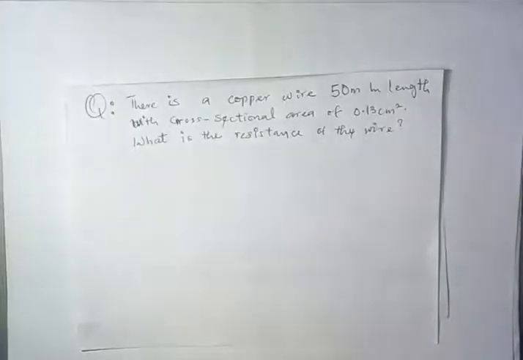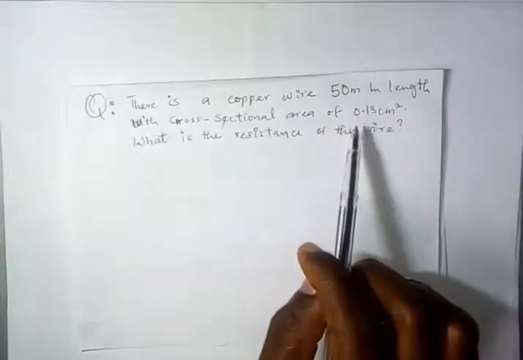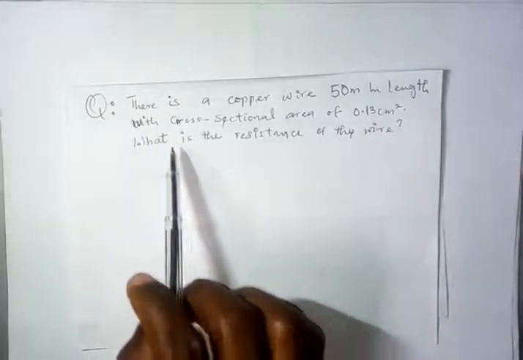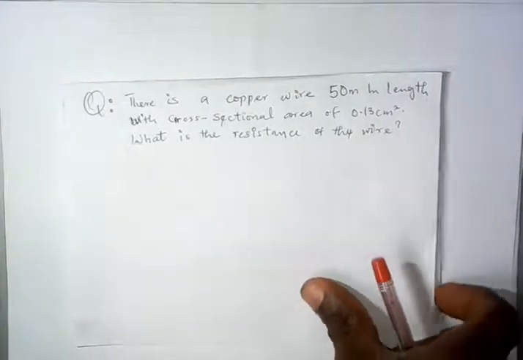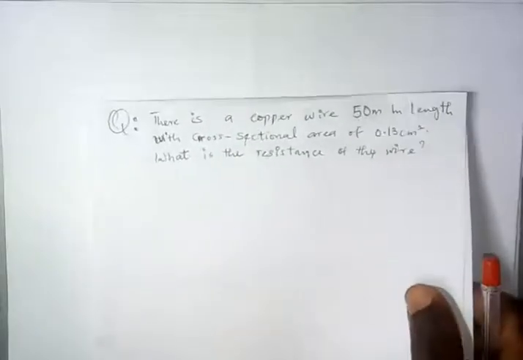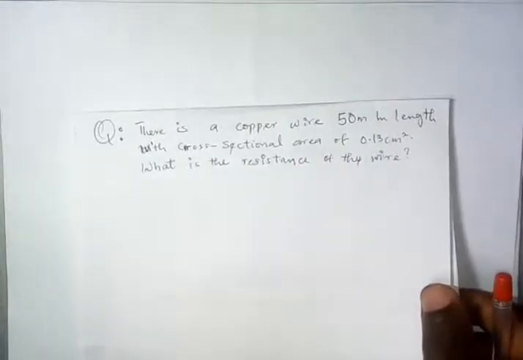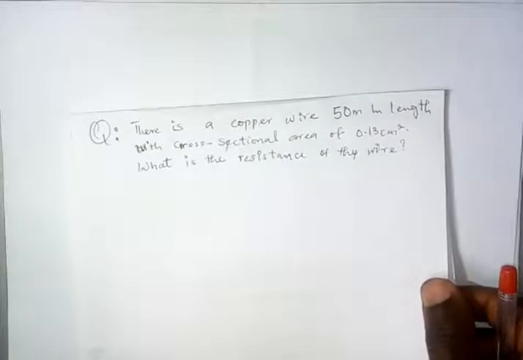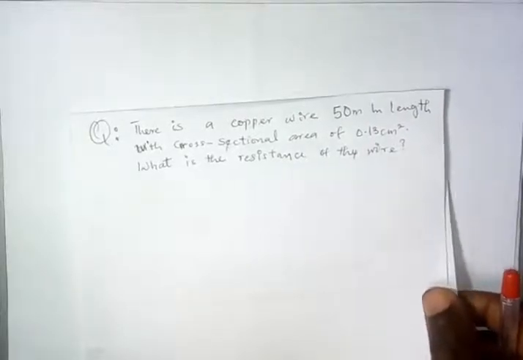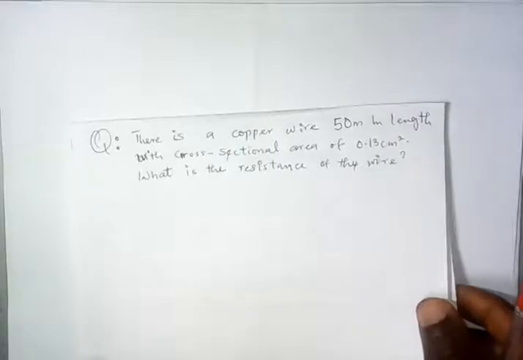So here is an example to take note of under resistivity. We have a copper wire 50 meter in length with cross-sectional area of 0.13 centimeter square. What is the resistance of the wire? I think that's a simple question we need to look at under resistivity. So in our former discussion relating to temperature, which is one of the factors that affect resistance in the conductor, we talked about temperature and in relation to resistivity. So we made mention of some metals and their resistivity.